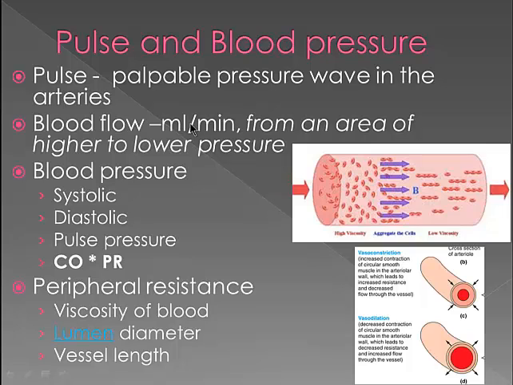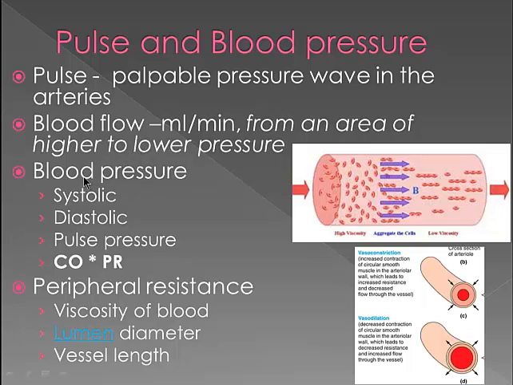And blood flow is the amount of blood that passes out in a minute, and it's always from an area of high to low pressure. That's why from the aorta it passes in the arteries, it's going down, because aorta at the beginning is the highest pressure, and as it keeps going down the pressure decreases, so always from high to low pressure.